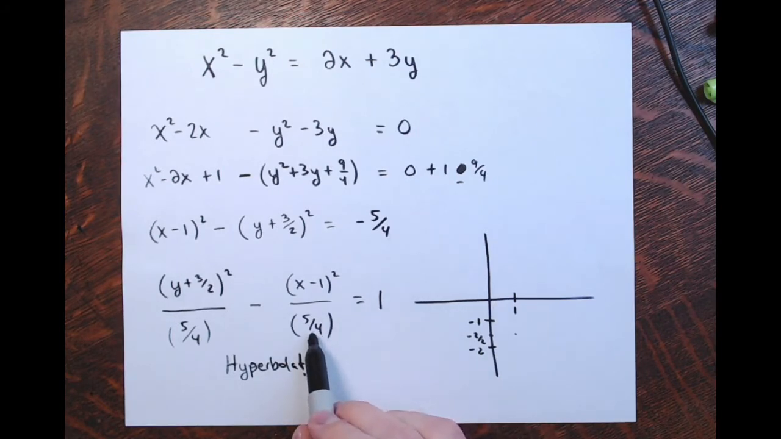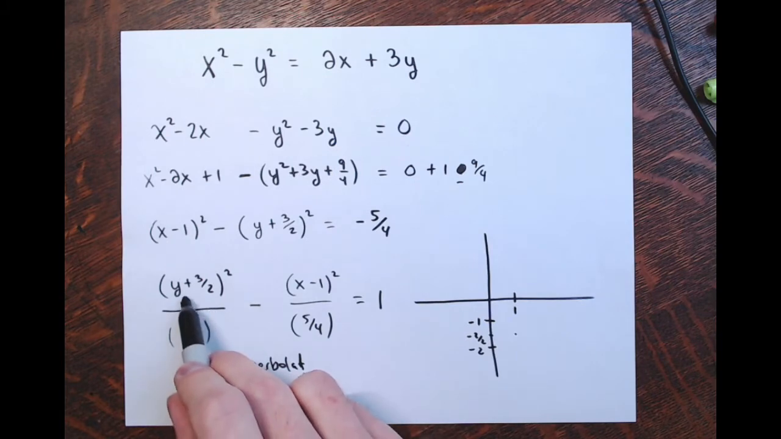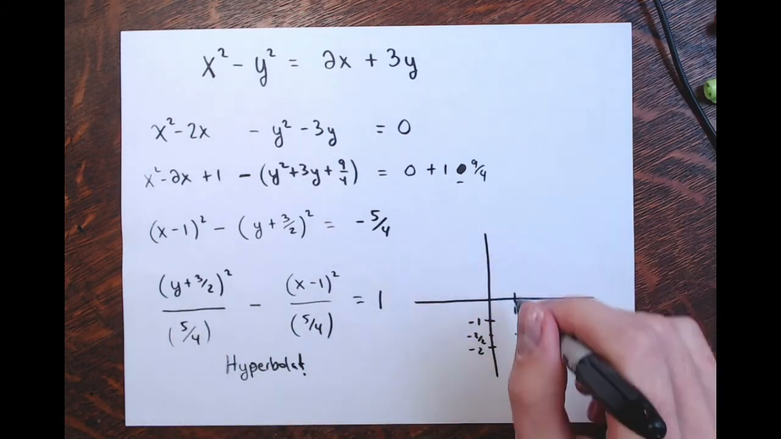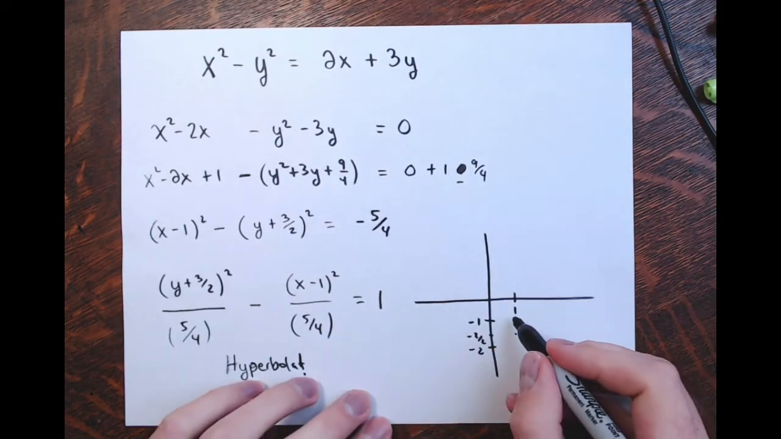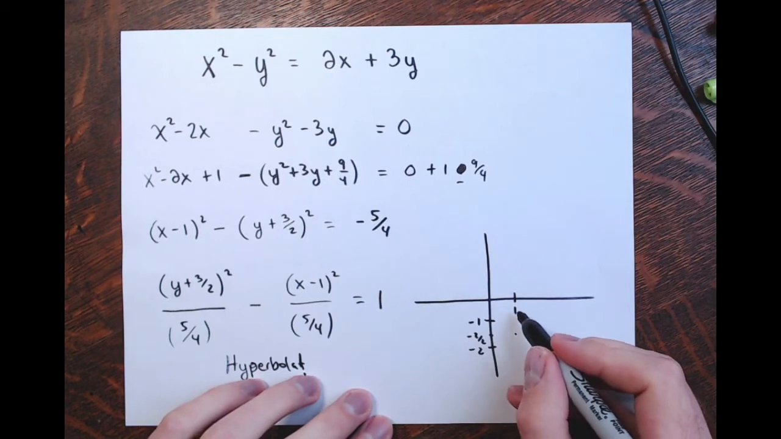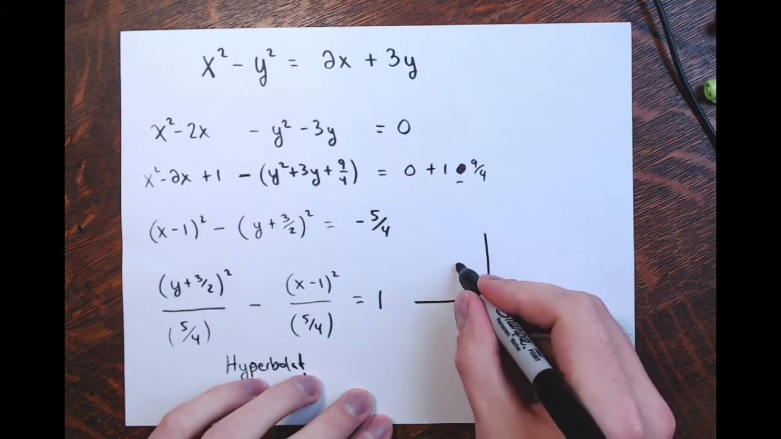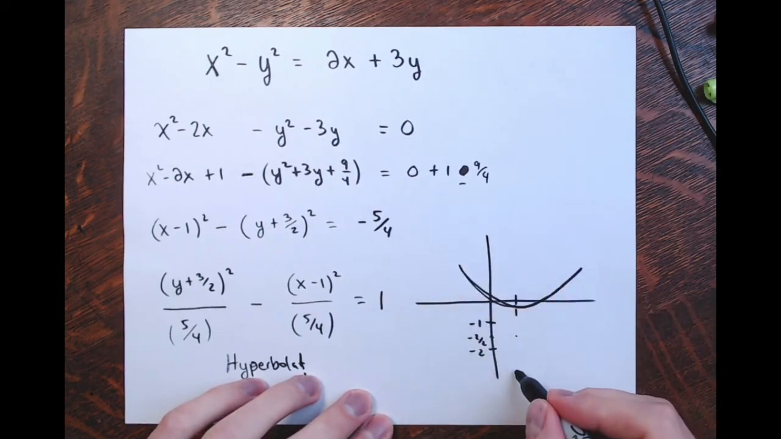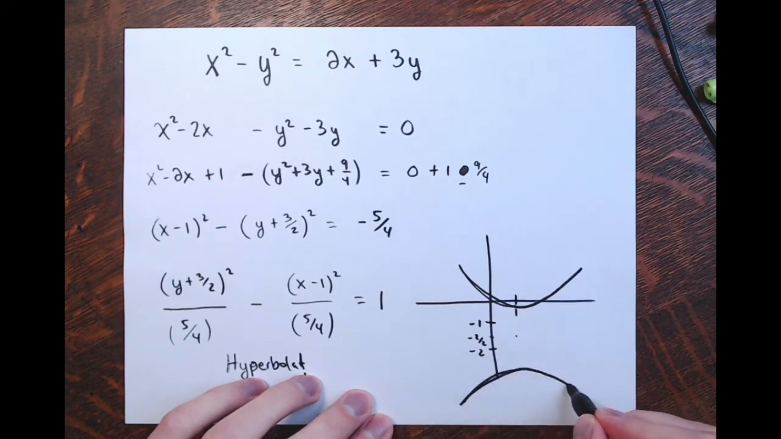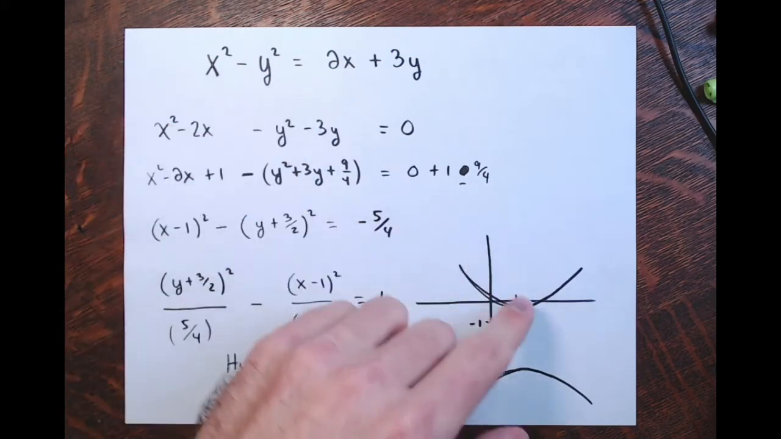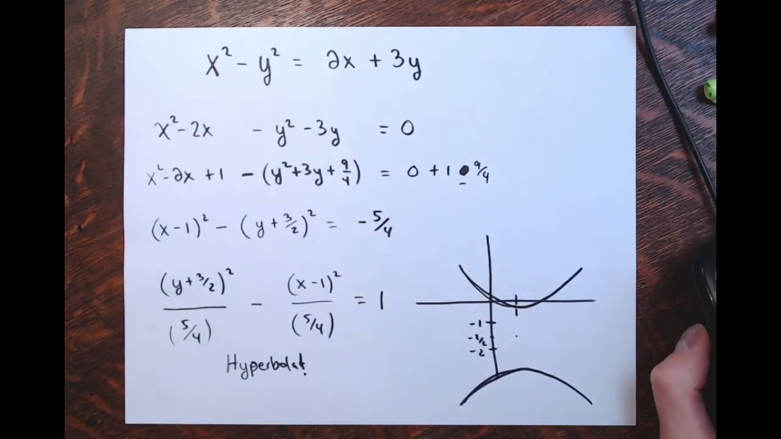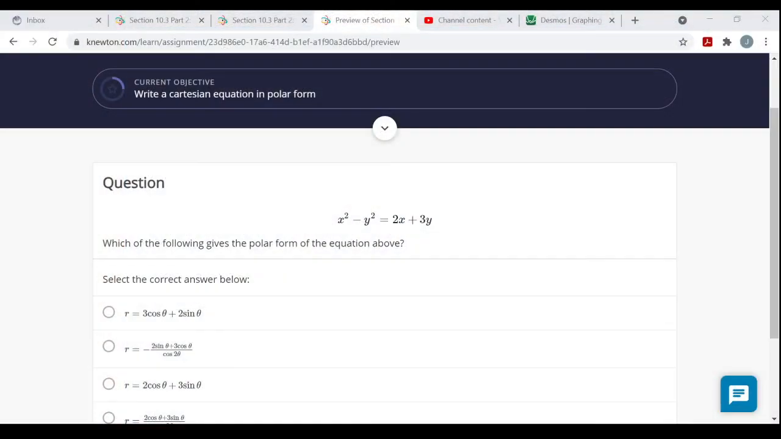And the transverse axis would be vertical here, so the vertices go up and down whatever the square root of 5/4 is. So there's something here, and I'm going to have a hyperbola. I'm just going to draw some rough hyperbola, something like that. Let me actually show you the graph of this in a better drawing on a website.